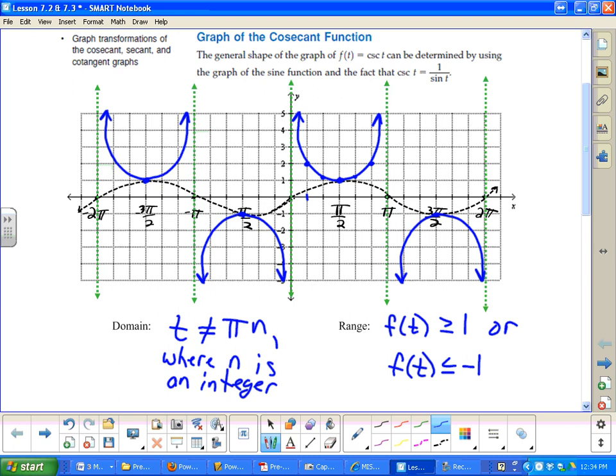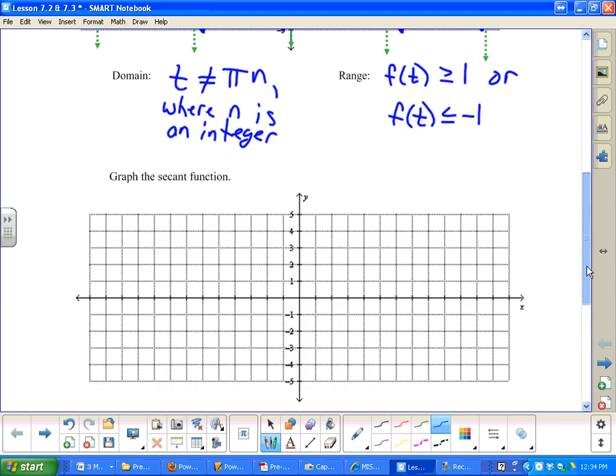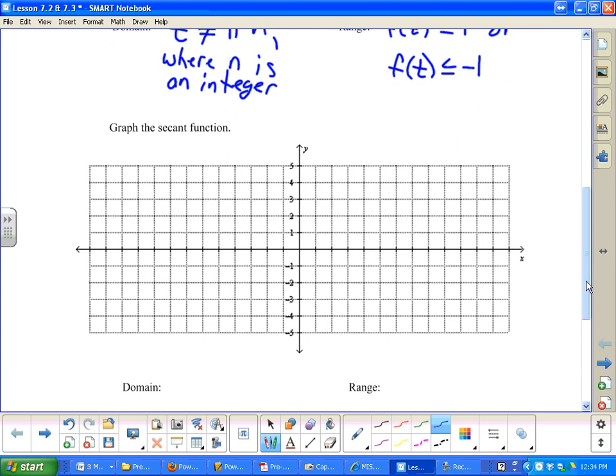So how do you think the graph of secant is going to be compared to that? Okay, all right. It's going to look just like it, but what happened with cosine and sine? It was just a horizontal shift, right? So for secant and cosecant, then it's just going to be a horizontal shift. All right. So then draw the graph of secant, yes.